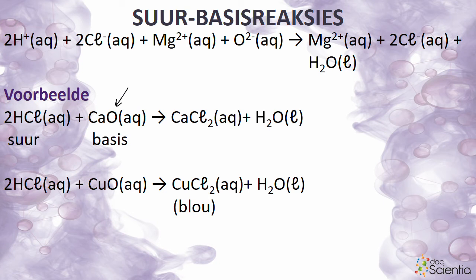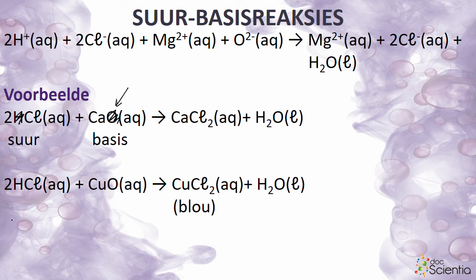So it's still an acid, reacts with a metal oxide, and we know that this is taken care of, that is taken care of. So the only things that remain is the calcium and the chlorine ions. So those will bond together to form the salt. Okay? Selfs hieronder vorm hy koperkloried.